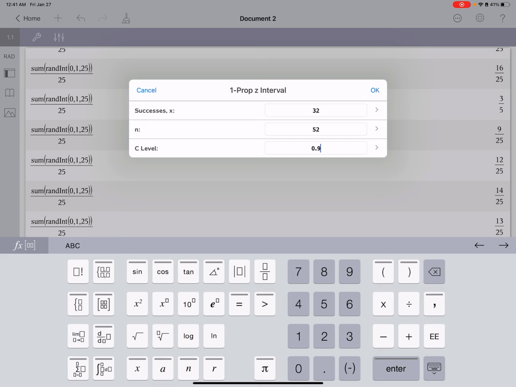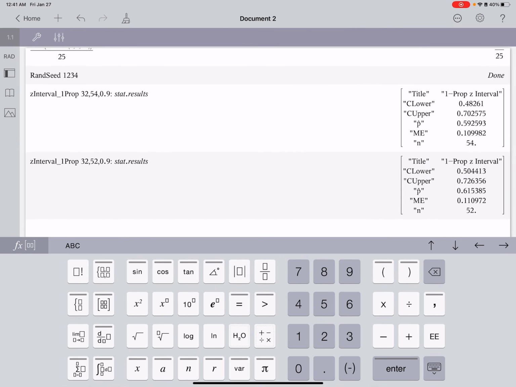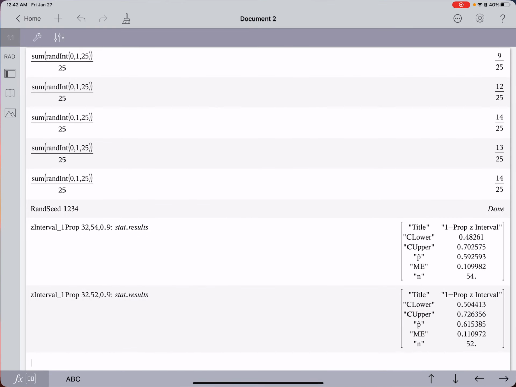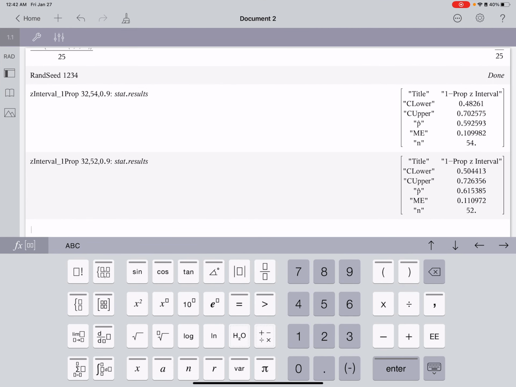I understand that to get that z-star, we put 0.95 in for area, but that was just finding a z-score. This is actually giving me my confidence level. So I just put in 90% confidence level, and, oh, I think I put the wrong number, it was 32 out of 54. So ignore this bottom one, because I actually put it in twice. So ignore what I got down here.